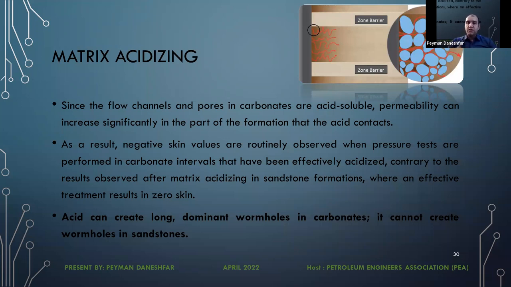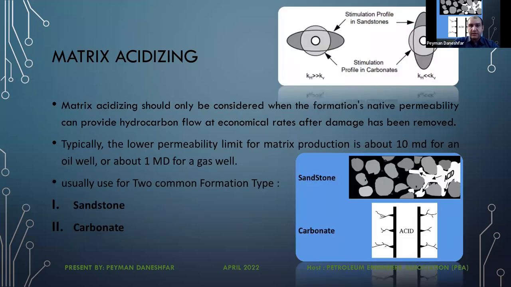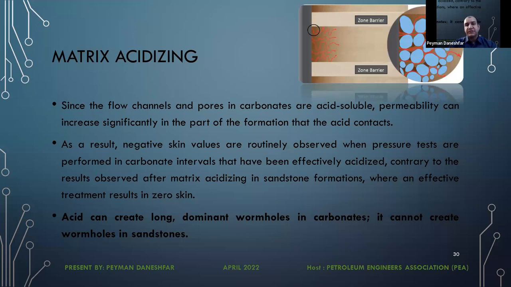Yes, in a sandstone, when you inject the acid, your well will be back to its past condition when everything is good, when the well starts. But in a carbonate formation, you do something extra, opening some channels, some wormholes, and some fractures or features to increase the permeability, increase the production, and decrease the skin factor. As you can see here, if you remember the picture from the last slide, I will show you again here: acid can create a dominant wormhole in carbonate, and it cannot create wormholes in sandstones. I explained it before.